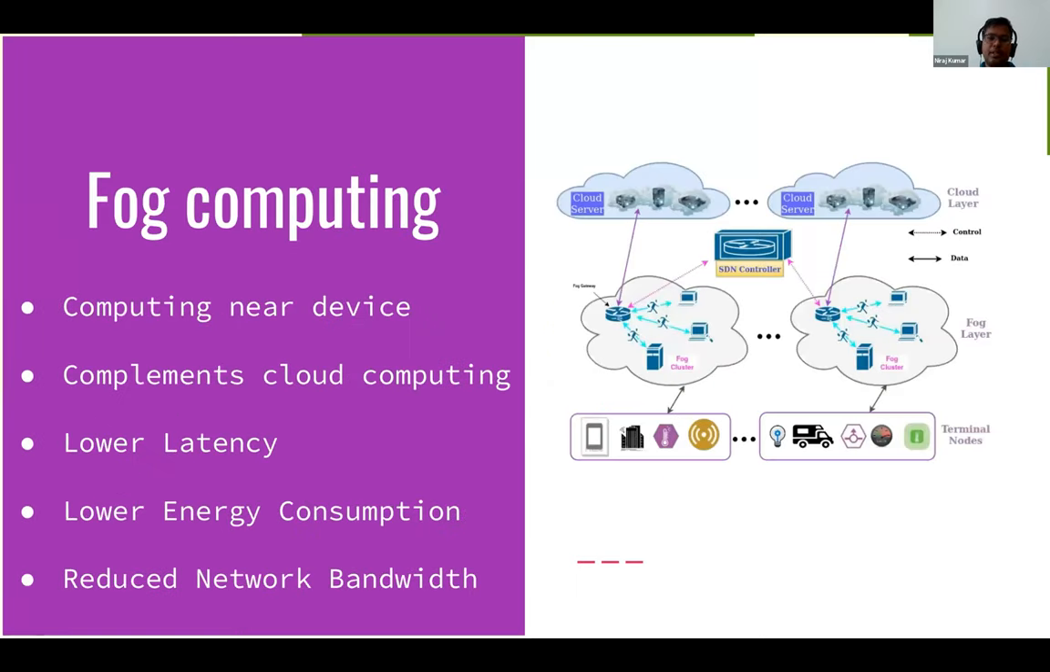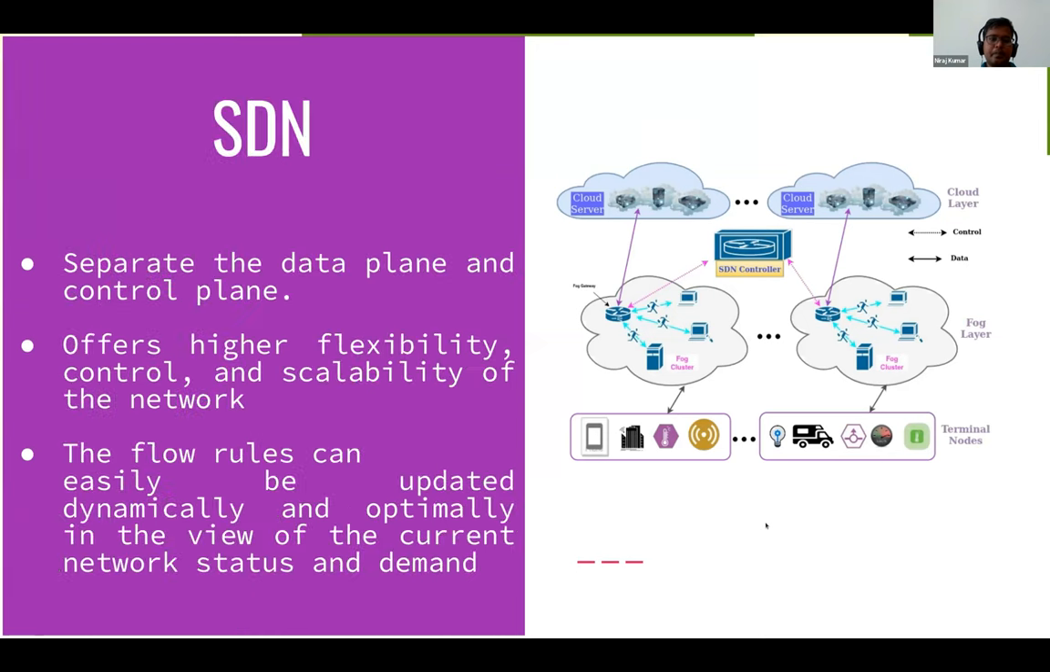If we talk about computing paradigms, yes, cloud computing has been a big success, but there are certain issues with cloud computing systems, primarily the higher latency. To complement cloud computing, fog computing is now being explored. The idea, along with edge computing certainly, is to bring the computing near to the devices where the data is being generated so that we can reduce the latency. And then we have three tiers of computing: the terminal nodes, which generate the data, which is to be processed in the fog layer or maybe in the cloud layer.